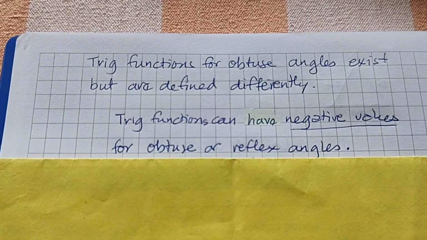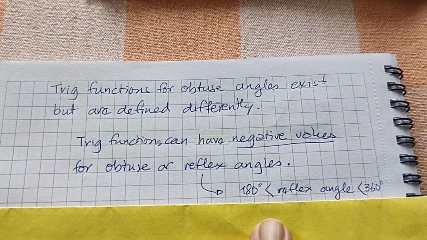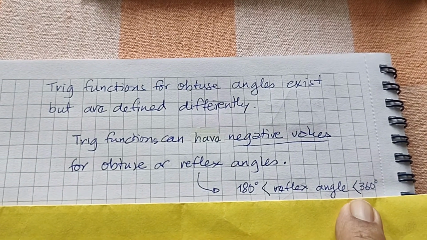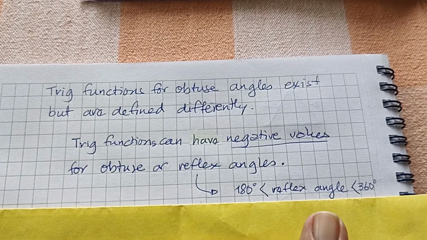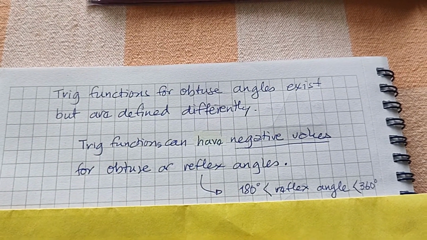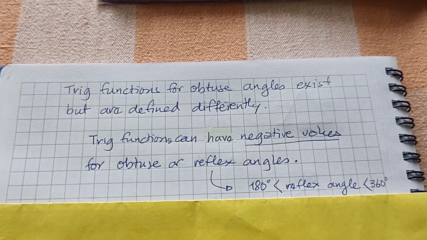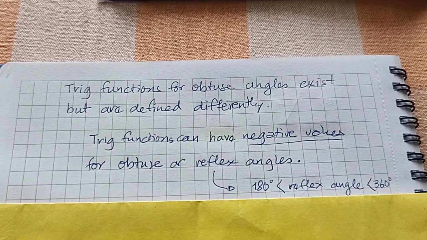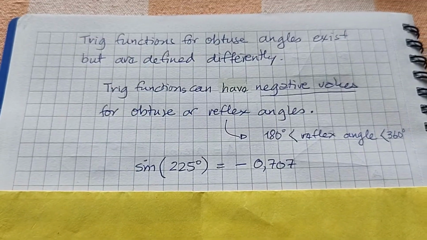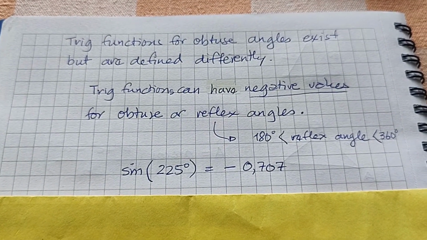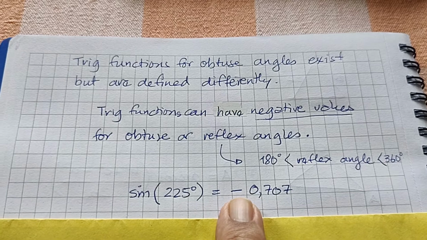Now you're wondering, Kimda is saying obtuse, we learned what is obtuse. What is reflex? Okay, so reflex angles are angles which are greater than 180 but less than 360 degrees. So 0 to 90 degrees are acute angles, 90 to 180 are obtuse angles, and 180 to 360 are reflex angles. So for example, if you plug this into your calculator, sine of 225 degrees, you will get minus 0.707. You will get a negative value.